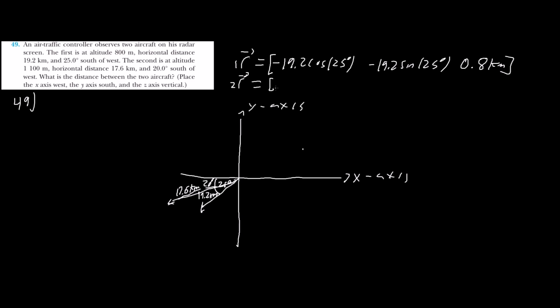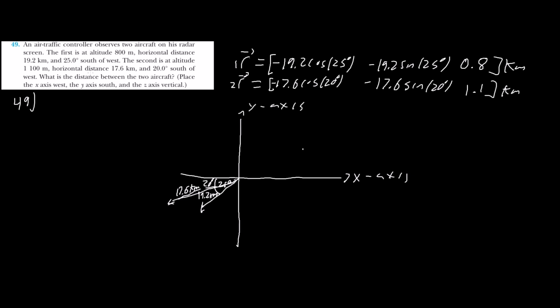This other one is going to be 17.6 kilometers at 20 degrees, so that's going to be negative 17.6 kilometers cosine of 20 degrees, negative 17.6 kilometers sine of 20 degrees, and the altitude is 1.1 kilometers. And there's your vector, folks. I don't know what more they want.